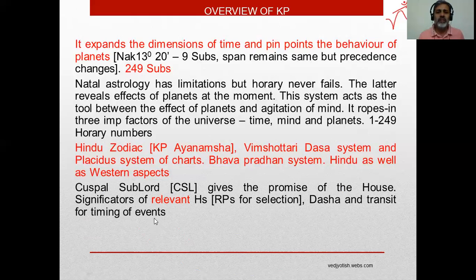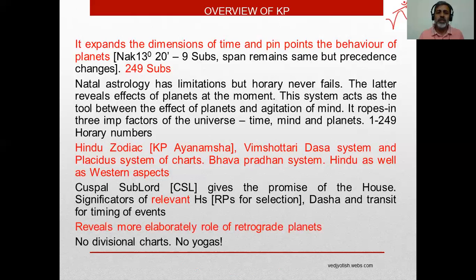The significators of the relevant houses, as also a unique system of ruling planets, is used along with the dasha and transit for timing of the events. In the second part of this presentation, I will be covering the timing of events in this system, which uses the sublords very, very effectively. Now, the system reveals the role of retrograde planets in a very, very elaborate way. Imagine the retrogression of a planet can tell you whether an event is to be denied for a particular nativity.